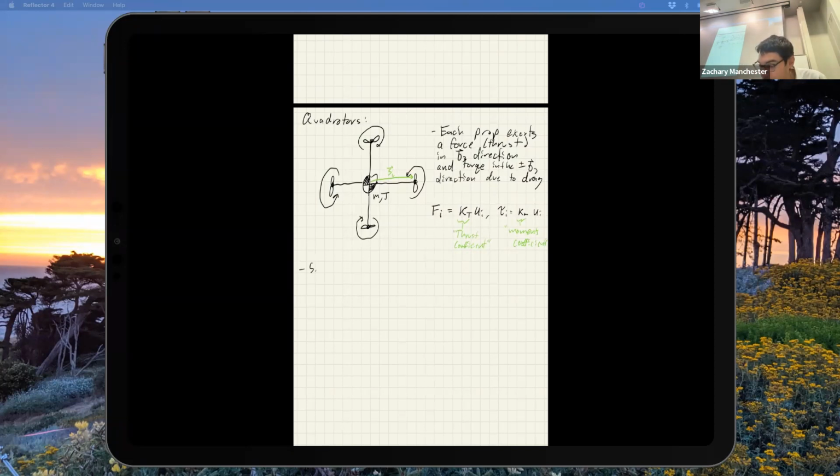Okay, so since F and tau are linear in U, and U, remember, is 4-dimensional, I've got 4 propellers, we can write this as a matrix. So we're going to get something like F in the body frame is equal to some 3x4 matrix times, so I guess I gave away some stuff there, my 4 motor commands.